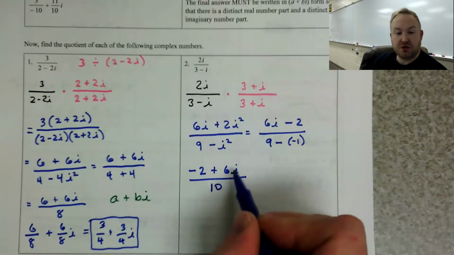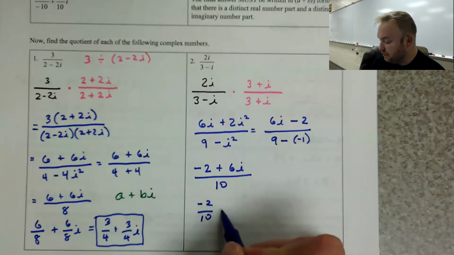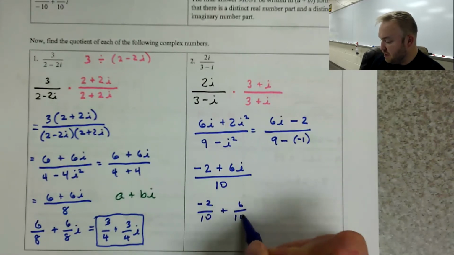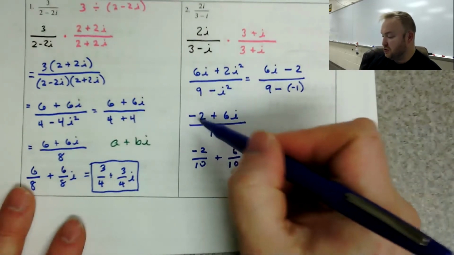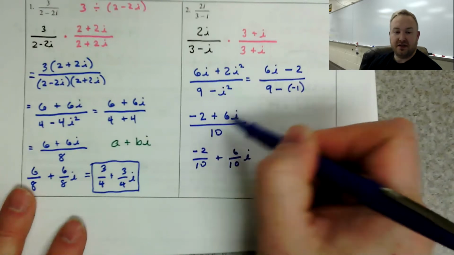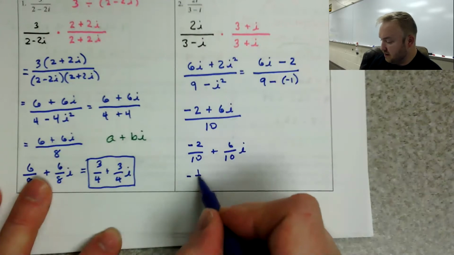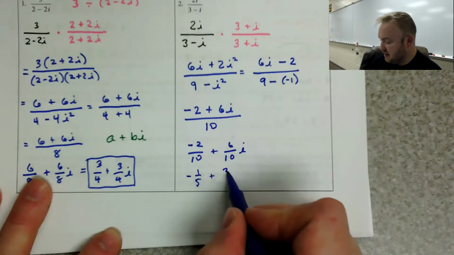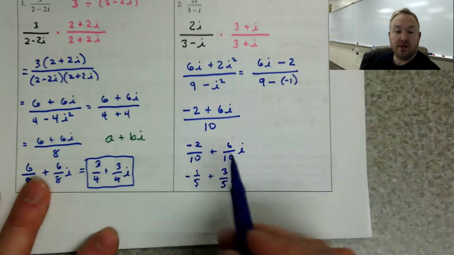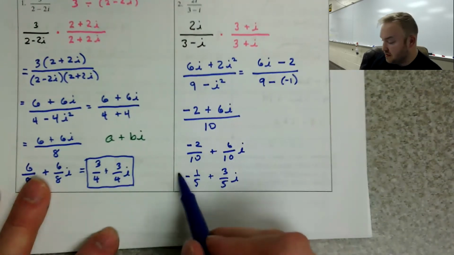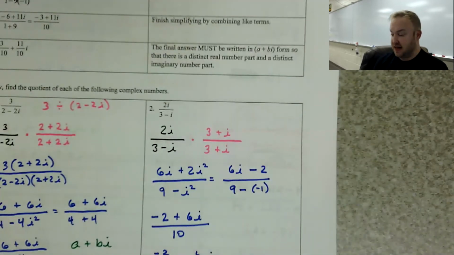And now I'm going to distribute this division again. So I'm going to divide the negative 2 by 10, and I'm going to divide the 6 by 10. And that'll be my coefficient of i. So that's negative 2/10 plus 6/10 i. Now we just reduce our fractions. Negative 2/10 is negative 1/5. 6/10 is 3/5. And there we have our a plus bi form. And that complex number is the quotient of 2i and 3 minus i. That's how it works.